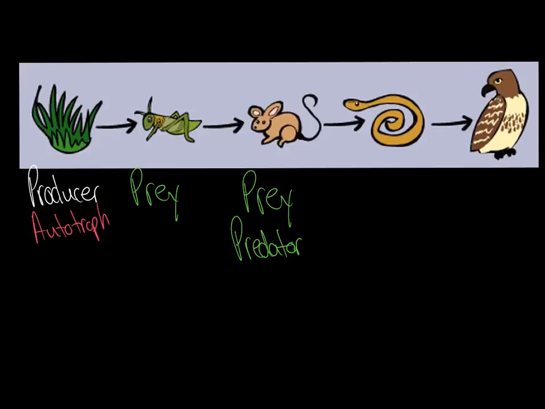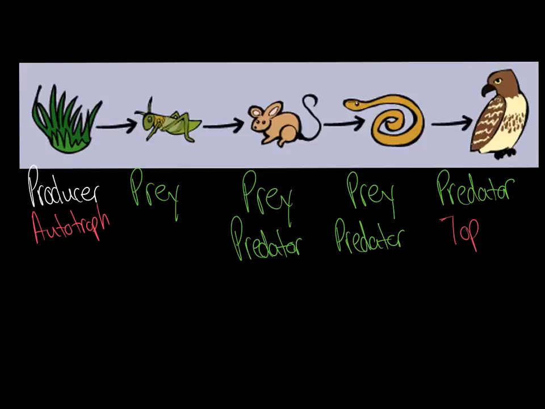What about the snake? Great job. The snake, because it's eaten by the hawk, it's hunted by the hawk, is known as prey. But because the snake hunts, kills, and eats the mouse, it is also known as a predator. What about the hawk in this food chain? Great job. In this food chain here, the hawk is a predator only because it hunts, kills, and eats another organism, in this case the snake. So we can call this hawk also the top predator.